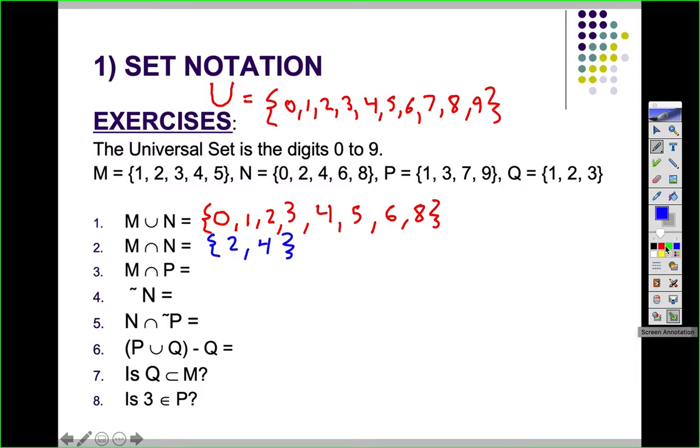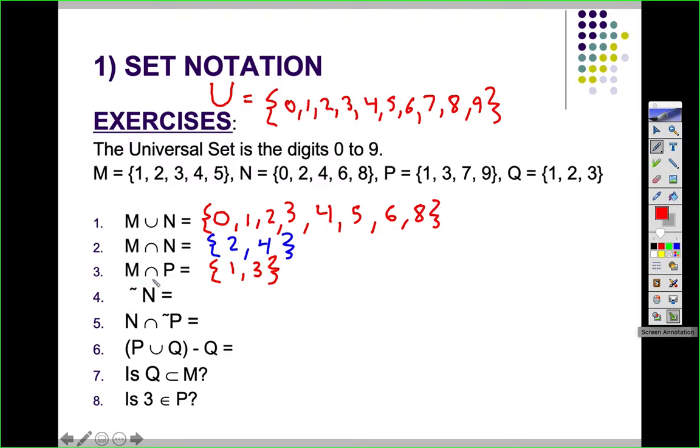Okay, moving right along. M intersect N, so 1, 2, 3, 5, intersect with 1, 3, 7, 9. Well, the only things that intersect there are 1 and 3. Overlap. And. Okay, next one is not N.